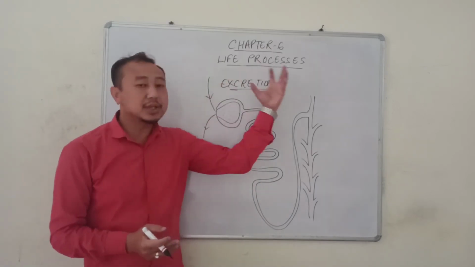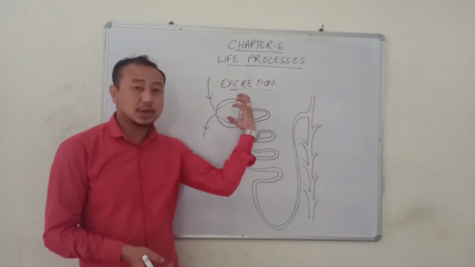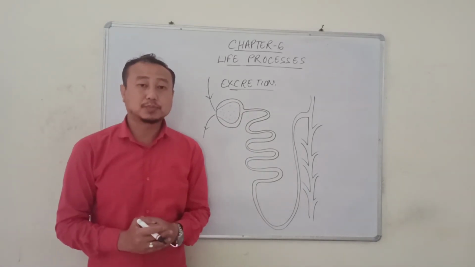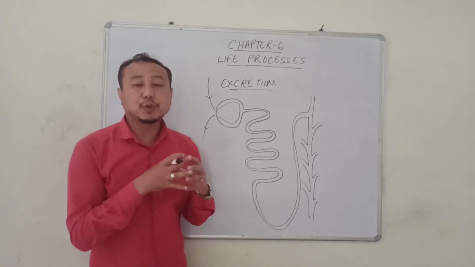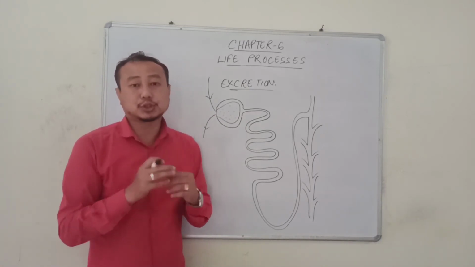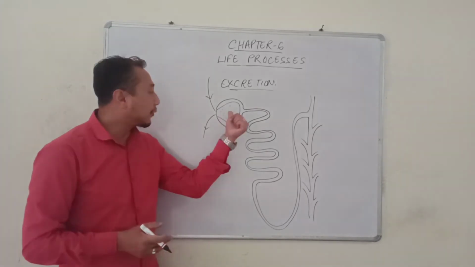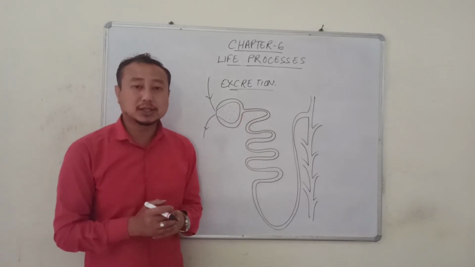So this is a simple structure of nephron. The nephron has a cup-like structure which is known as the Bowman's capsule. Inside this Bowman's capsule, there is the presence of a perforated structure. Perforated means a substance which has lots of holes. This perforated structure that is present inside the Bowman's capsule is known as the glomerulus.